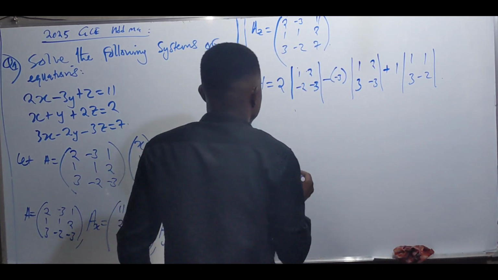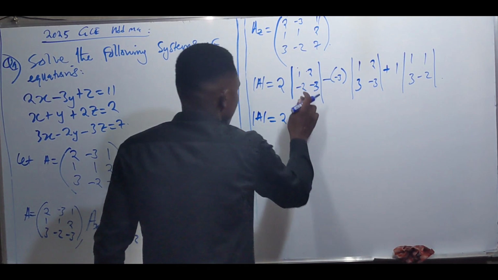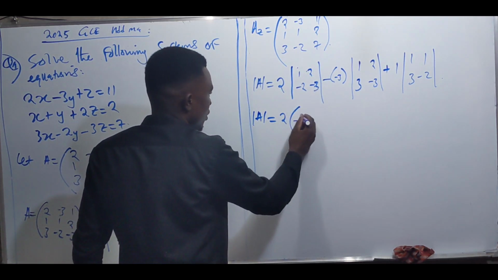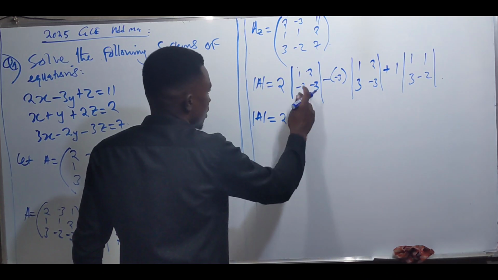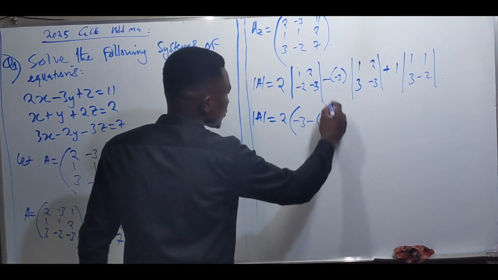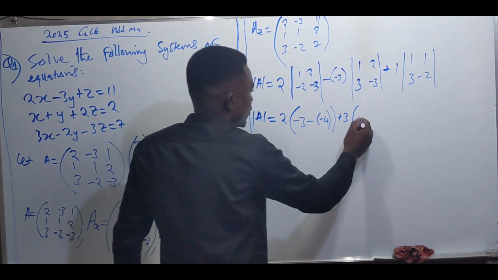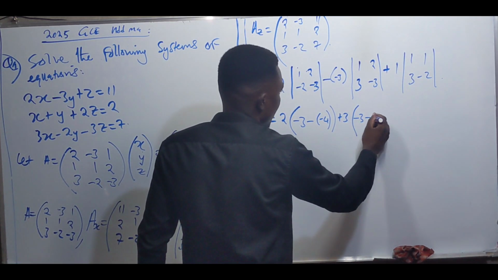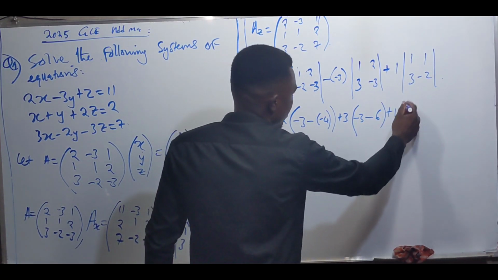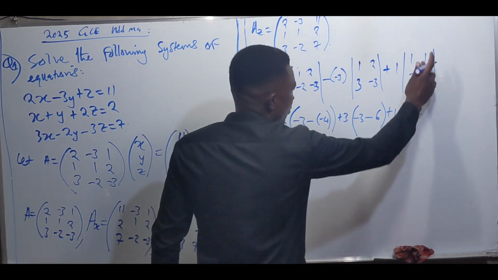Therefore, the determinant for A is equal to 2 times the determinant of a 2 by 2: 1 multiplied by negative 3 is negative 3, minus negative 2 multiplied by 2, that is negative 4. Negative times negative is a positive. 1 multiplied by negative 3 is negative 3, minus 3 multiplied by 2, that is 6. Plus 1: 1 multiplied by negative 2 is negative 2, minus 3 multiplied by 1, that is 3.